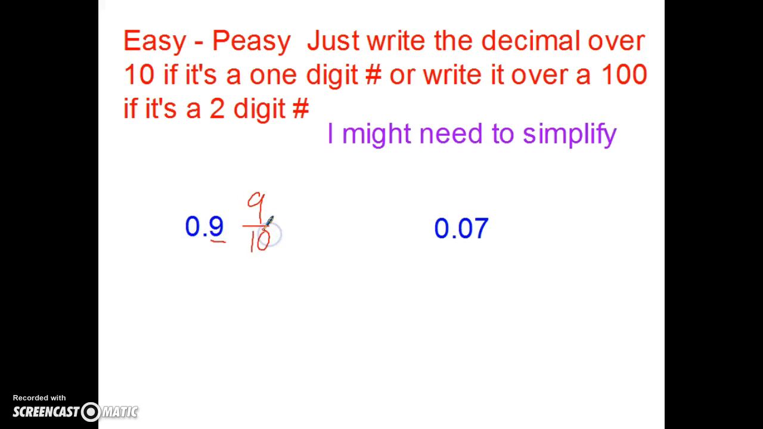0.9 is 9/10. Cannot divide by 10, 5. 2, they're not even. 3, 6, 9, 12. Can't divide by 3. That's it. 0.9 is just the same as 9/10. Next, 0.07. Notice I went tenths, hundredths. So I got 7/100ths.